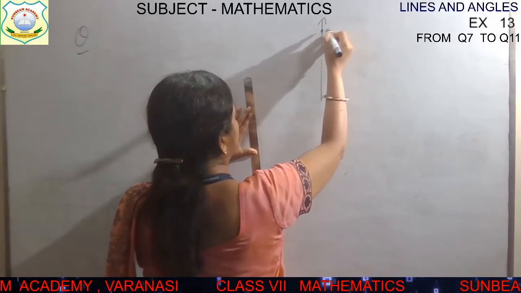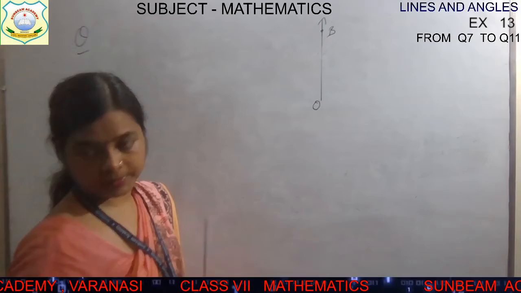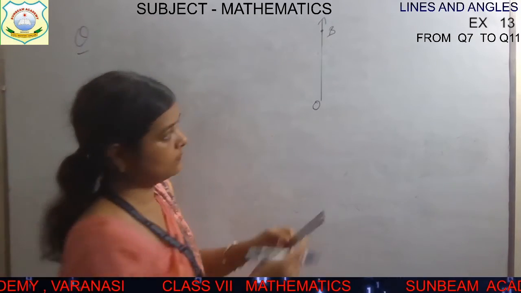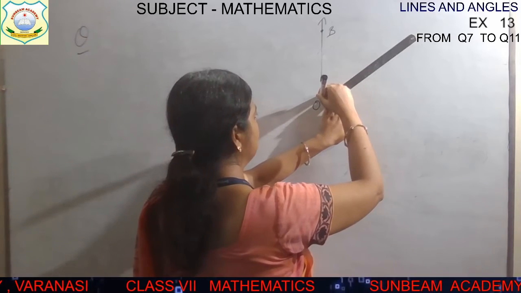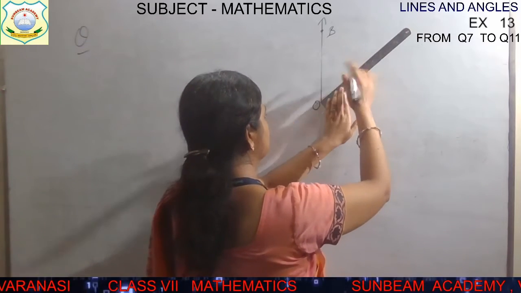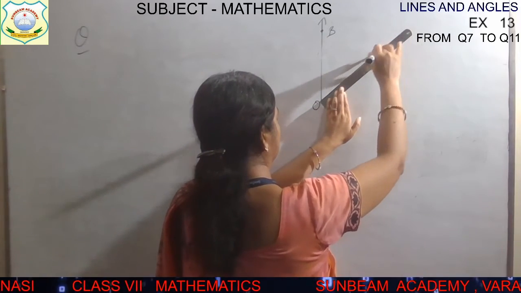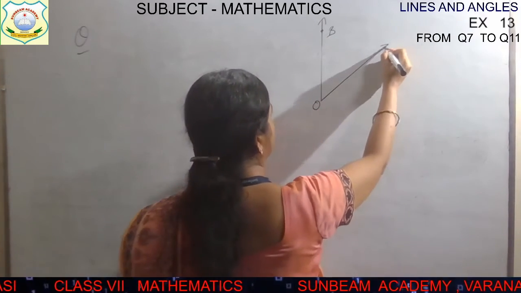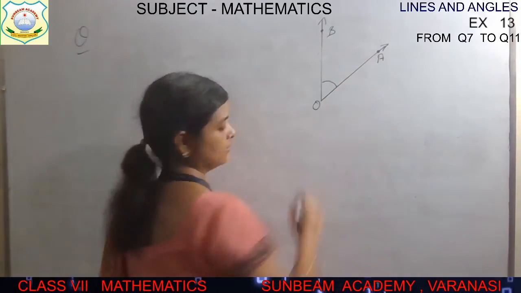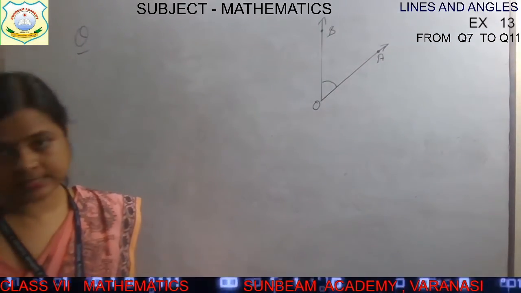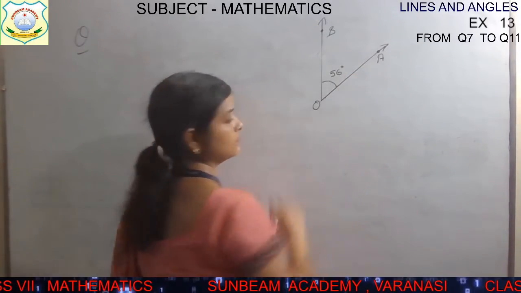This is B and this one is O. Okay, OB. Then OA. This one is OA. I am not measuring the angle, children. I am just roughly drawing the diagram, whatever is given in your book. This is OA, and the angle is given as 56 degree.